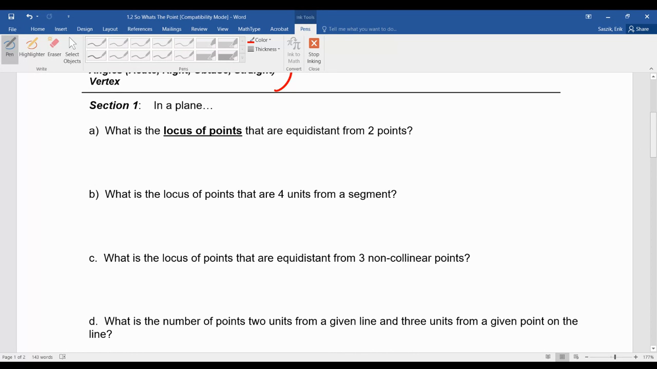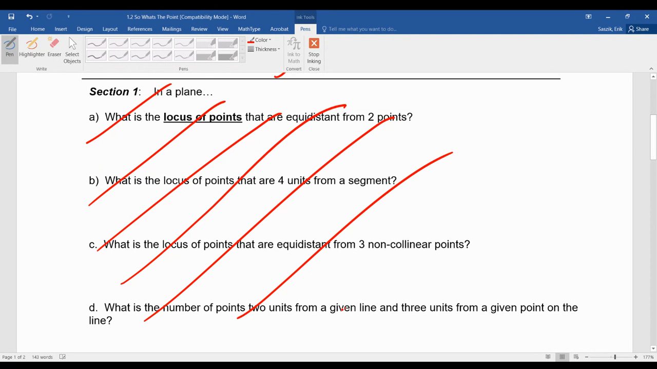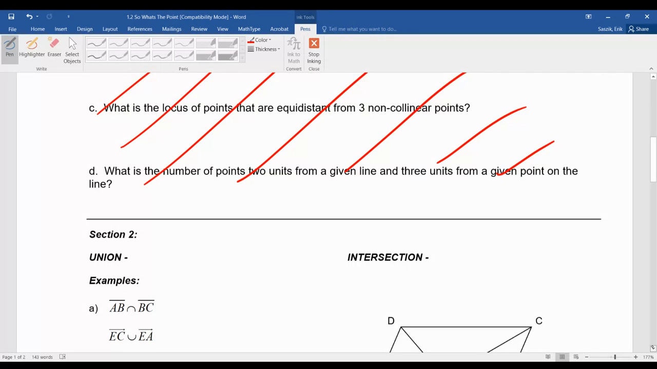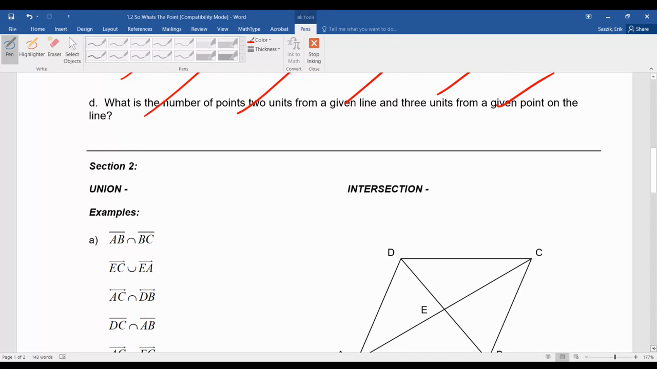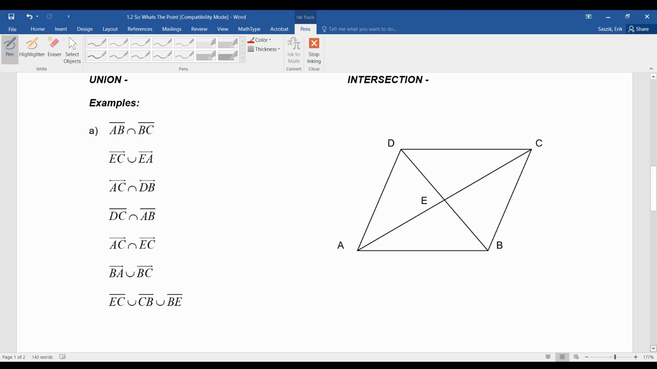This locus section we are not going to cover, so don't worry about that. We're not going to cover it at all, so it's not like you have to do it on your own in the book or anything. I'm just using a sheet from before, but we do need to talk briefly about union and intersection. I'm sure you've heard of this before.